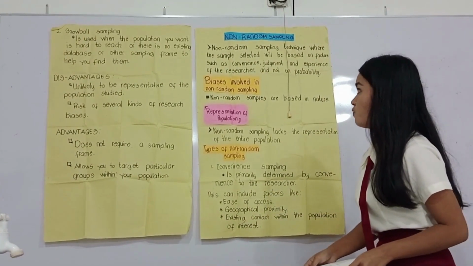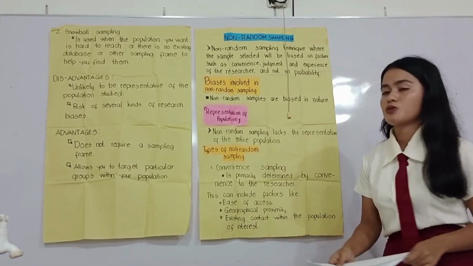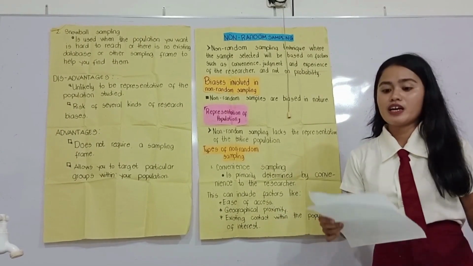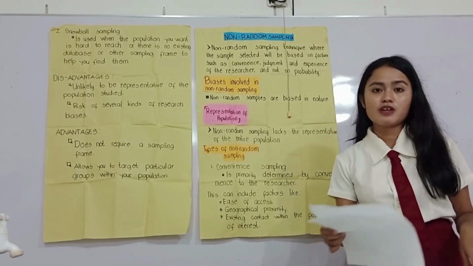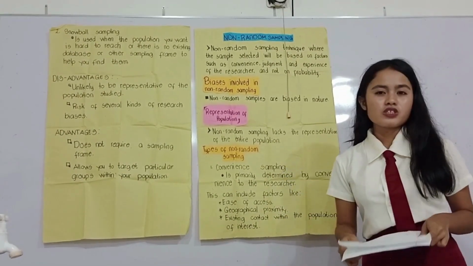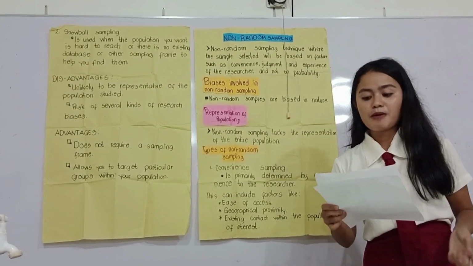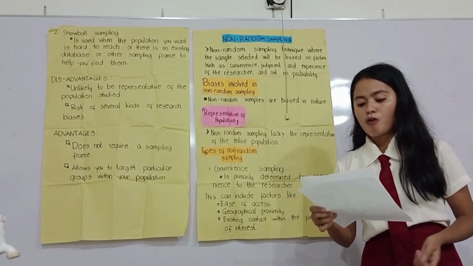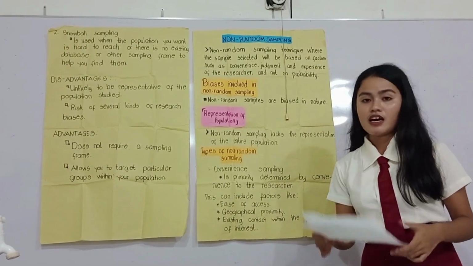So, biases involved in non-random sampling. Non-random samples are biased in nature. Why is it biased in nature? It is because non-random samples often result in biased samples because some of the members of the population are more likely to be included than the others.